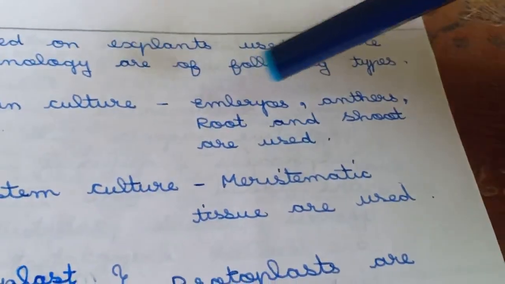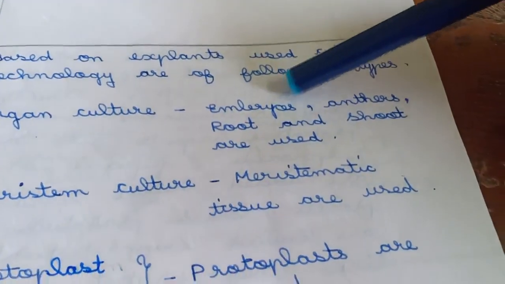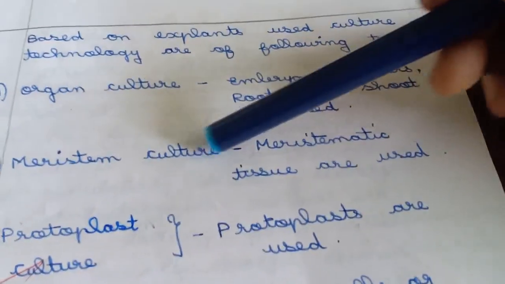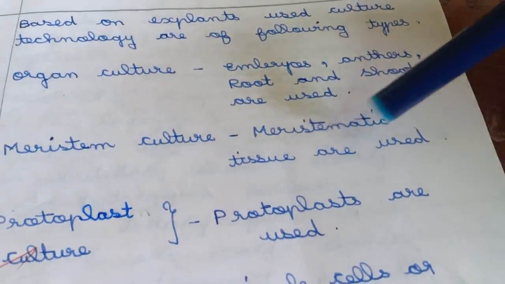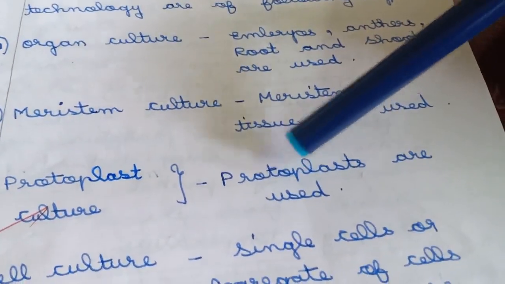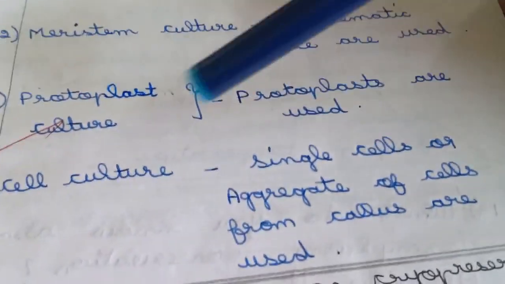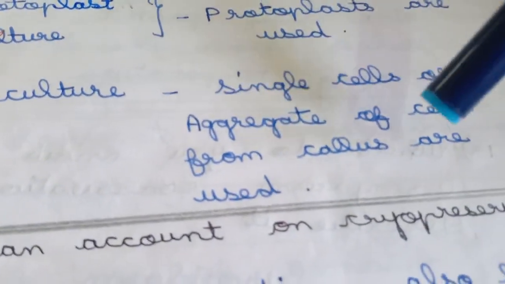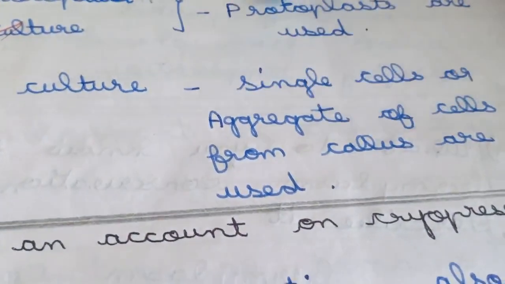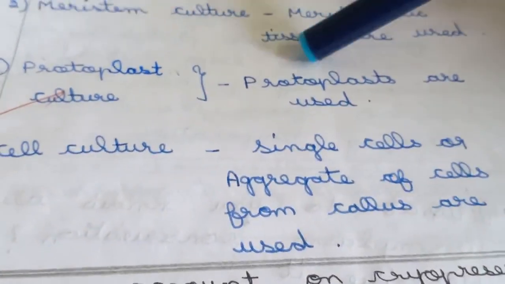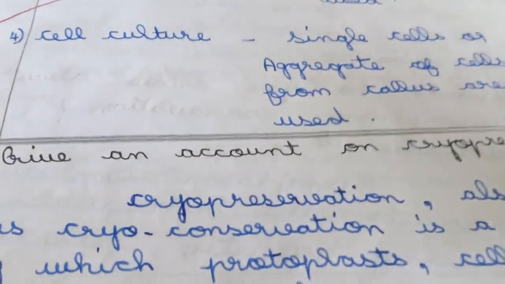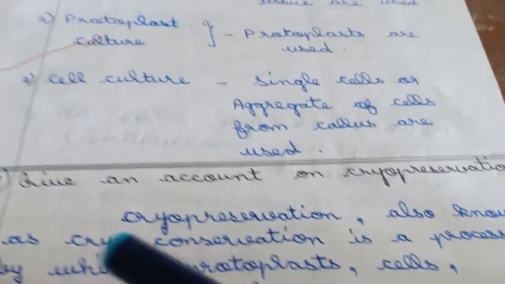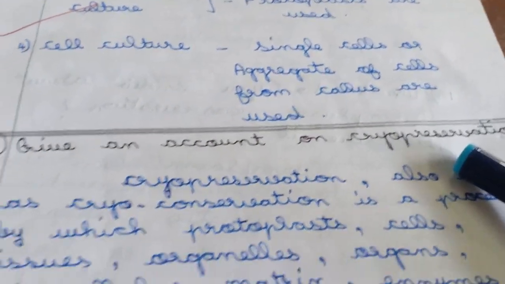How are we making this up? In organ culture, embryos, anthers, roots and shoots are used. In meristem culture, meristematic tissues are used. In protoplast culture, protoplasts are used. In cell culture, single cells or aggregations of cells from the callus are used. So these are the components. In detail you will find it in your textbook. You can learn that. Give an account on cryopreservation.